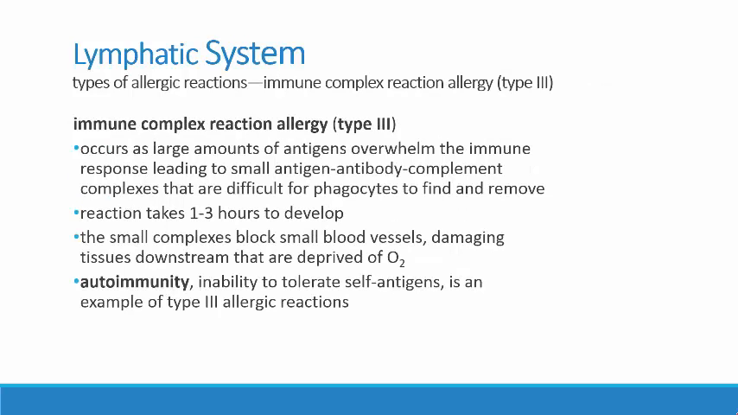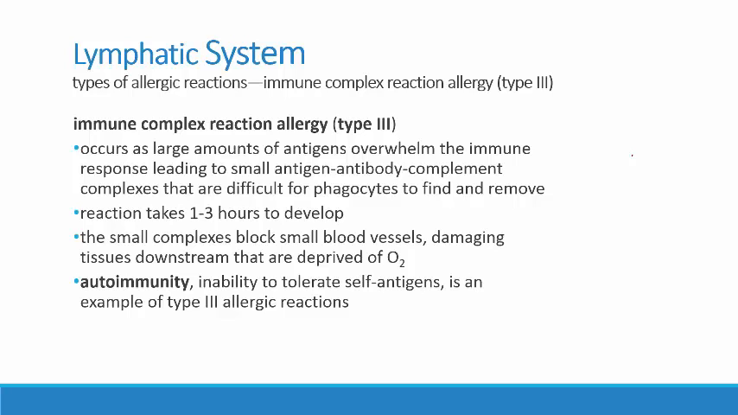Let's see. The immune complex reaction allergy, a type 3 reaction. This occurs as large amounts of antigens wind up overwhelming the immune response, leading to, rather than having large clumps of antibody-antigen complement complexes forming, you wind up with really small clumps because there are so many antigens and so few antibodies, and so it makes these clumps of antibodies and antigens that are all agglutinated. It makes them really difficult for the phagocytes to find and remove because they are so small.